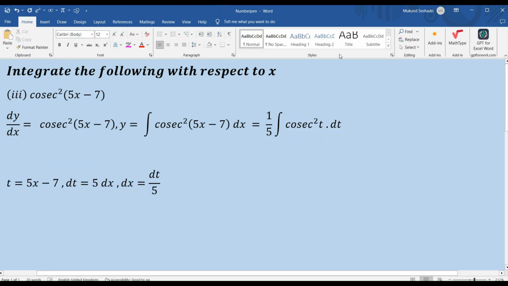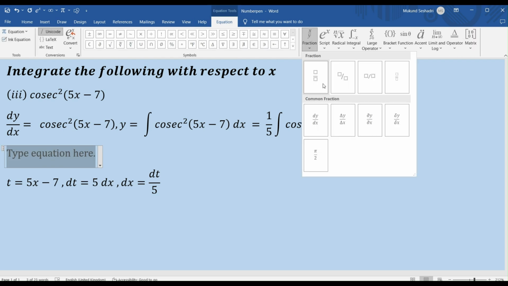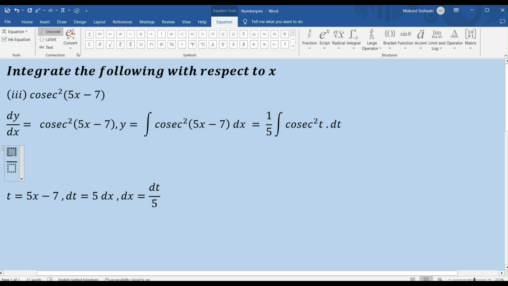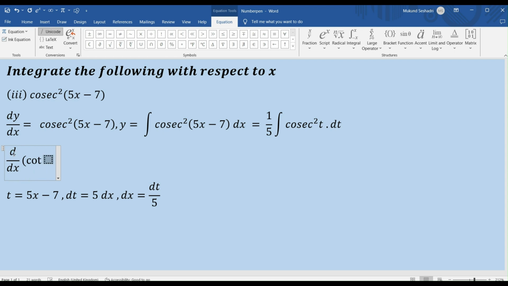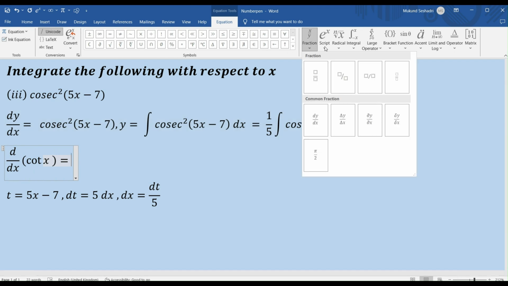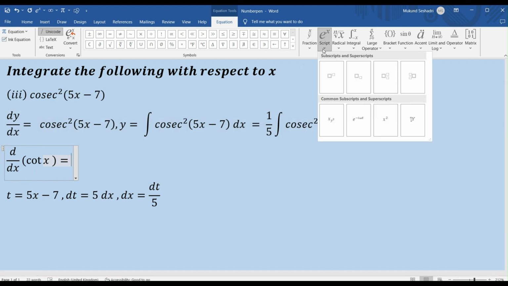And why is that? Because I know that my dy by dx, when y equals cot x, is minus cosecant square x, right? So let me write that down. My d by dx of cot x is nothing but minus cosecant square x, right? So which means my d by dx of minus cot x, what is that? It's plus cosecant square x, right?